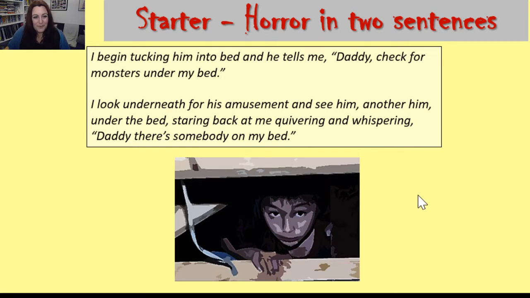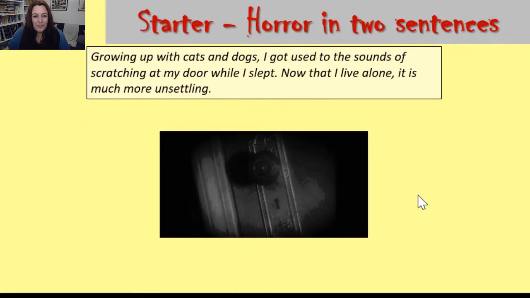Growing up with cats and dogs, I got used to the sounds of scratching at my door while I slept. Now that I live alone, it is much more unsettling.